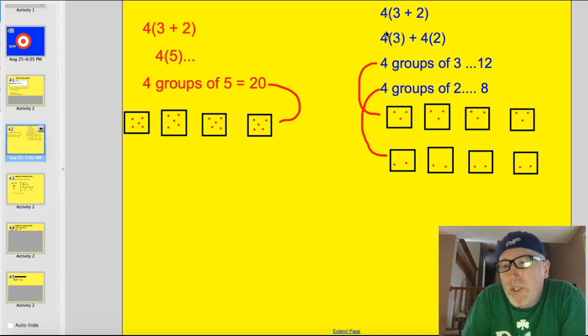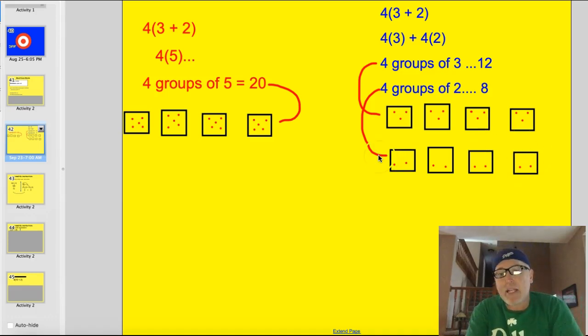Well, we can also distribute out that 4. Instead of taking the 4 times the 5, we can pass it out. We can say, I'm going to take 4 times 3, and I'm going to add that to 4 times 2. So 4 times 3, here's 4 groups of 3, that's 12. And then 4 times 2, 4 groups of 2, that's 8. We still get the same answer of 20, but we're rewriting it using the distributive property.